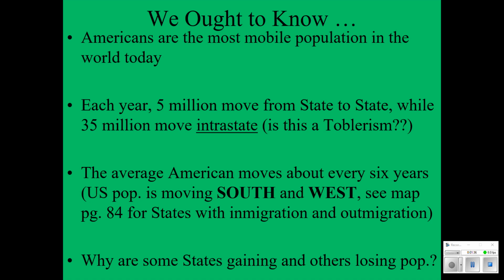So really, when we think about Tobler, the first law of geography, everything's related to everything else, but near things are more related than distant things. What we need to remember is that this is true with migration. Many, many more people will make a short move than the number of people who will make a longer distance move. Statistically, the average American moves about once every 6 years.